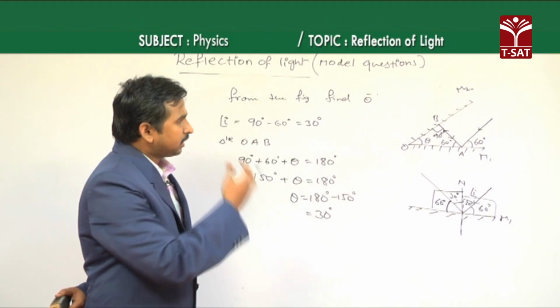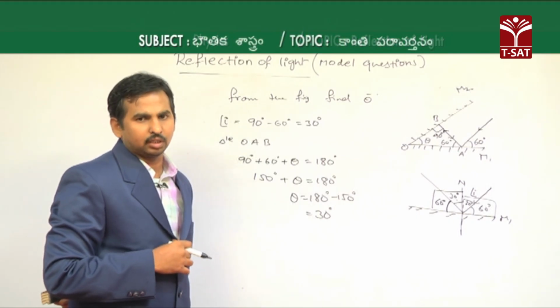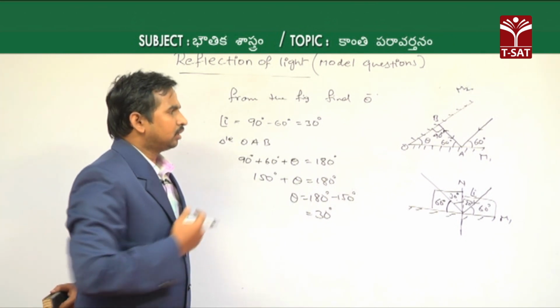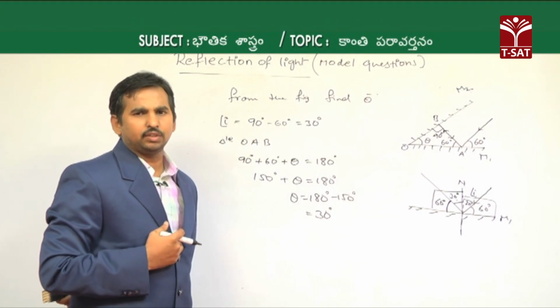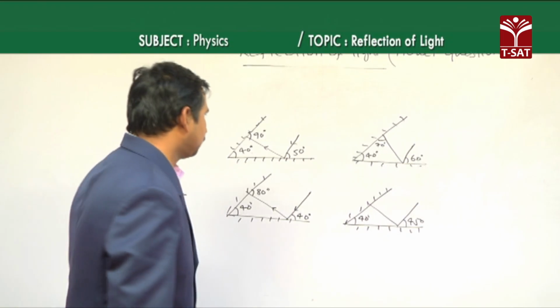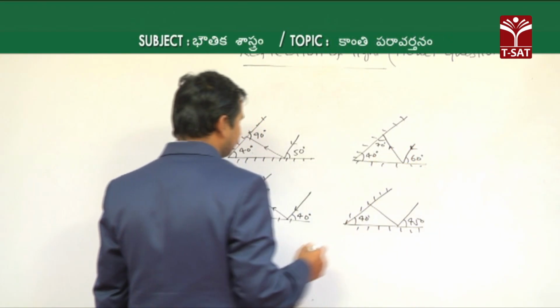So that the second reflected light ray is now retracing back in the same path. Like this, with two mirrors also, we can find the angle relations between the angles here. Next one: given here are 4 figures, and in all 4 cases multiple reflection takes place.